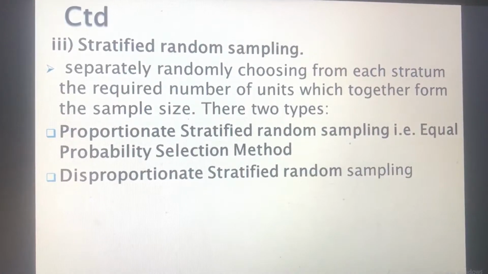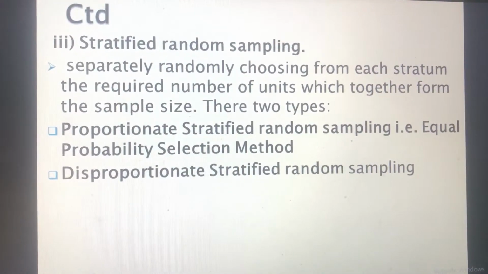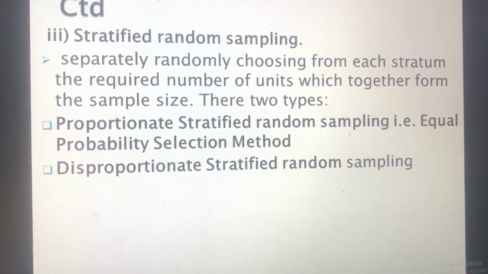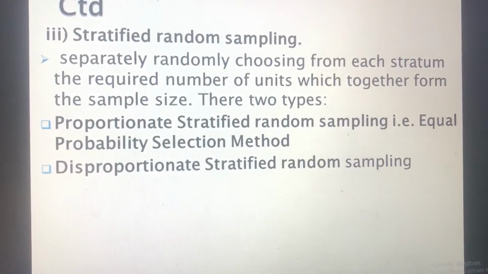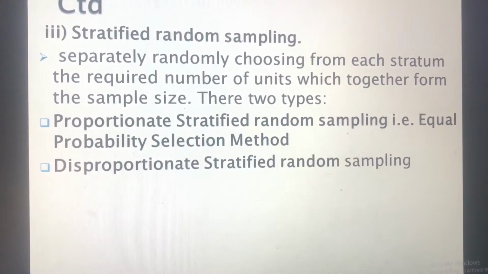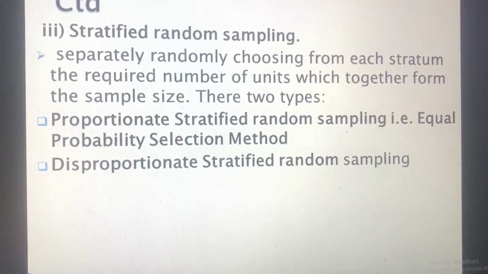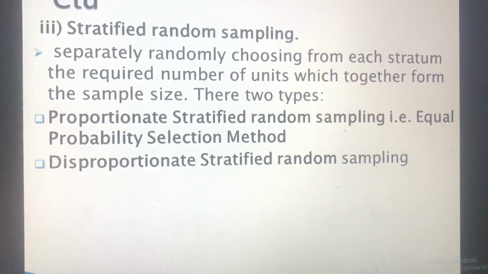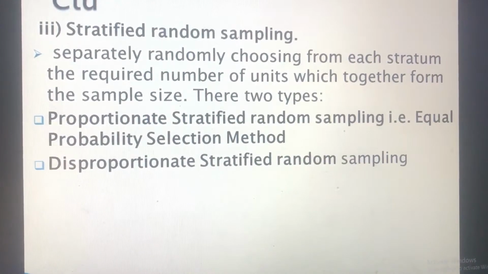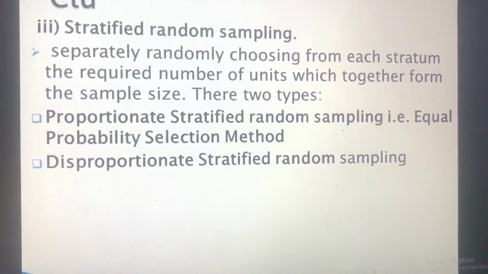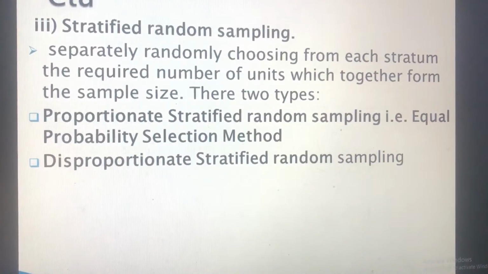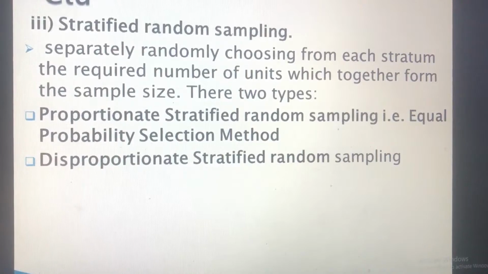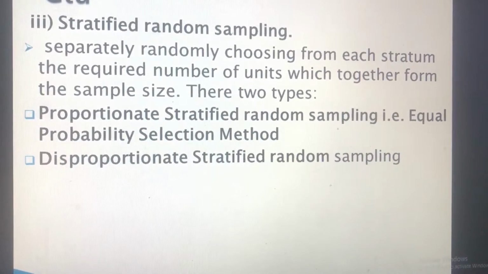Stratified random sampling. Separately randomly choosing from each stratum the required number of units which together form the sample size. We have two types of stratified random sampling. First, we can use proportionate stratified random sampling, or equal probability selection method, or disproportionate stratified random sampling.